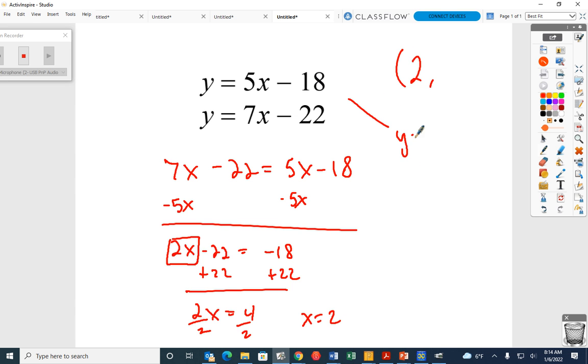Okay, so y equals 5 times 2 minus 18. That's 10 minus 18. What does y equal? Negative 8. Okay, good. How many of you got that correct? Good. We understand this? Okay, awesome. Good, good.